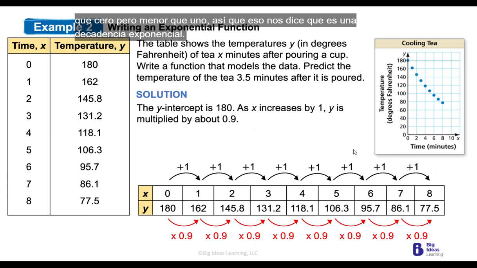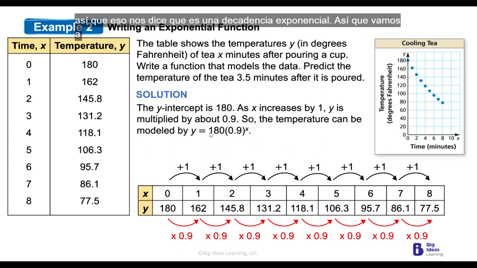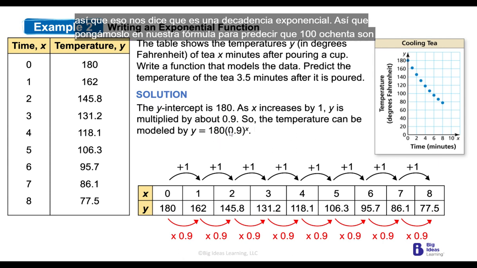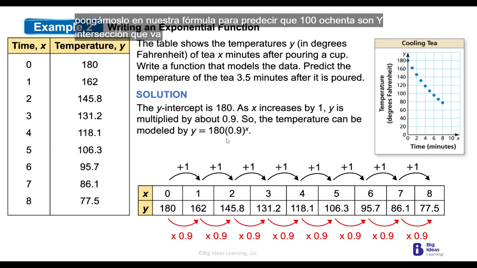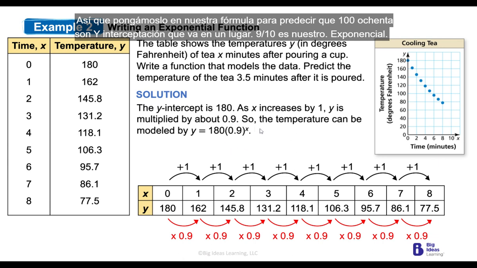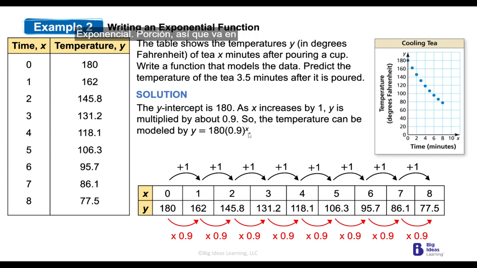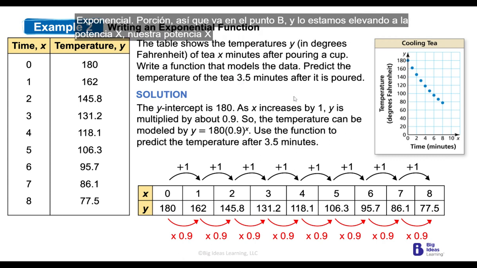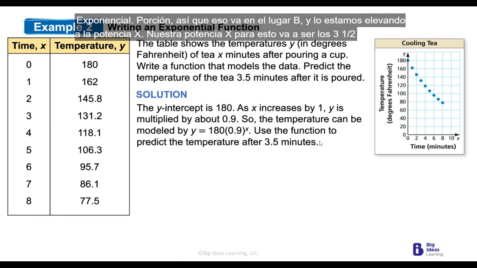So now let's put it into our formula to predict. 180 is our y-intercept. That goes in the A spot. 9/10 is our exponential portion, so that goes in the B spot, and we're raising it to the x power. Our x power for this is going to be the 3.5 minutes after it's poured.